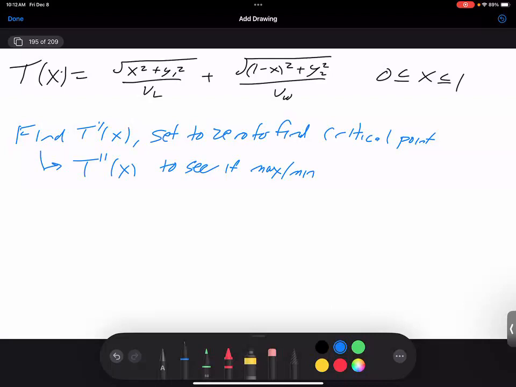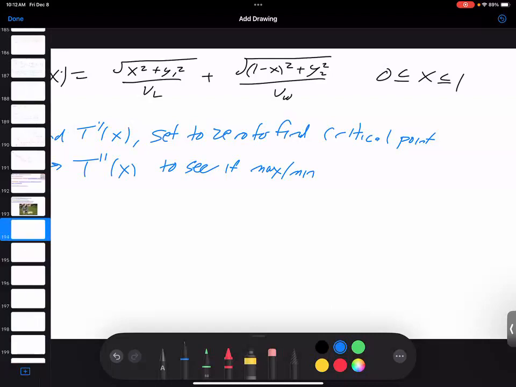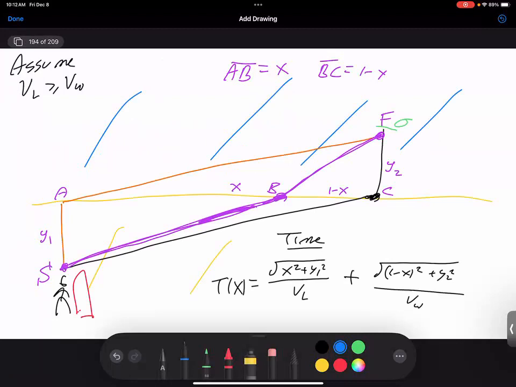What do you think? Do we need to do t double prime? Why not? Look at the picture. Where do you think the longest time is going to be? At point A, right? We have the greatest total distance, I think. We spend the most time in water, the least time on land. It seems quite clear that A is a really bad choice.